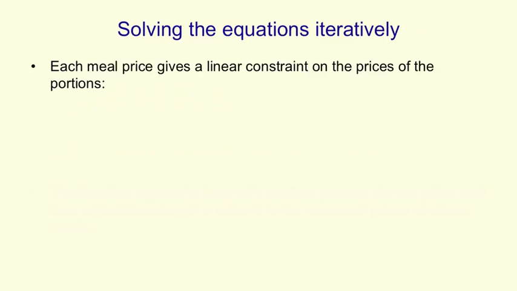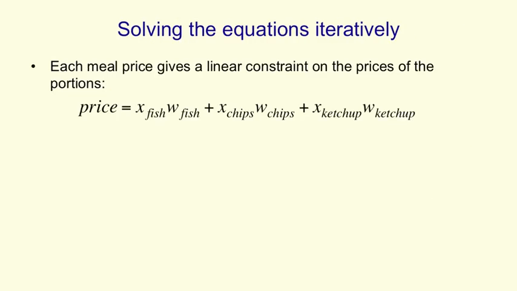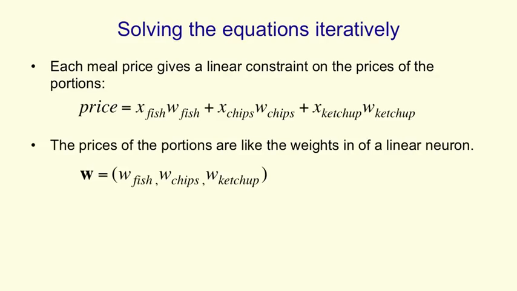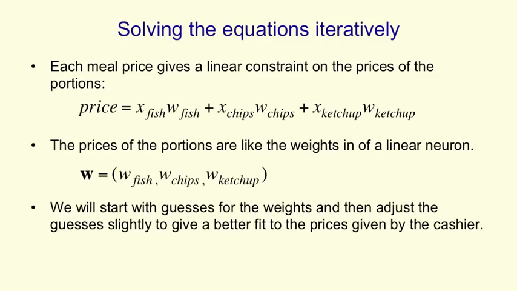So each meal you get a price, and that gives you a linear constraint on the prices of the individual portions. It looks like this. The price of the whole meal is the number of portions of fish, x fish, times the cost of a portion of fish, w fish, and the same for chips and ketchup. So the prices of the portions are like the weights of a linear neuron, and we can think of the whole weight vector as being the price of a portion of fish, the price of a portion of chips, and the price of a portion of ketchup. We're going to start with guesses for these prices, and then we're going to adjust the guesses slightly so that we agree better with what the cashier says.